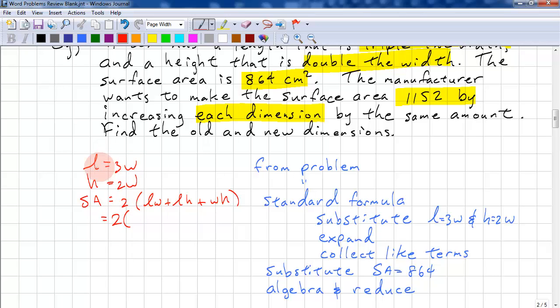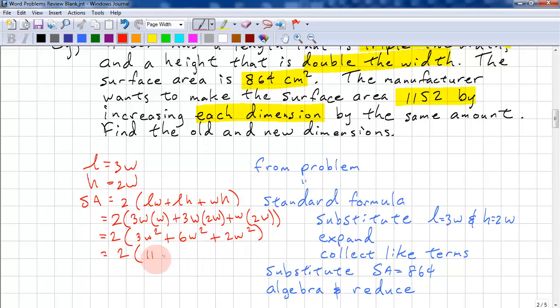In this case, L is a function of W, H is a function of W, so it's best to solve this in terms of W. So 3W times W plus 3W times 2W plus W times 2W. Now that we've substituted, we need to expand. 3W squared plus 6W squared plus 2W squared. And we need to simplify. So this is 2 times 3 plus 6 plus 2 is 11W squared.